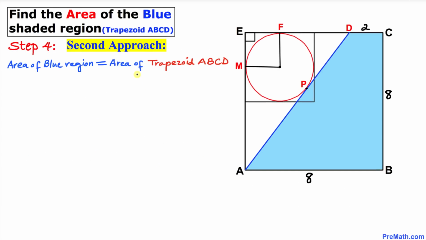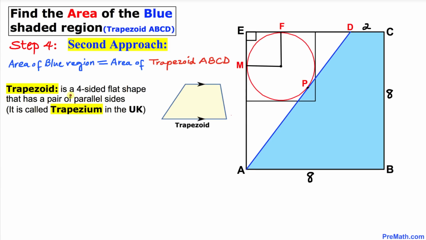And here's our second approach, our second method. As you can see, this blue shaded region is nothing more than just the trapezoid ABCD. We are going to find the area of this trapezoid ABCD. And here's the trapezoid definition. It is a four-sided flat shape that has a pair of parallel sides, as you can see in this figure.